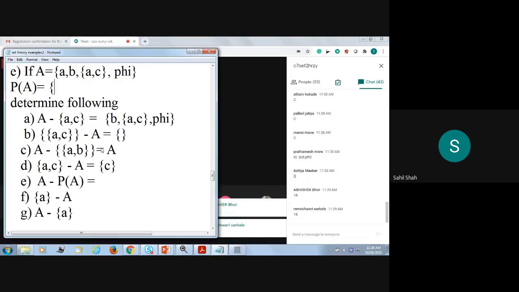Okay, I think somebody has given the answer. Prathamesh is saying the answer should be A comma B comma phi. I think the answer is wrong somewhere. So let us do it step by step. Even though you have solved it, just solve along with me, nothing else, along with me.